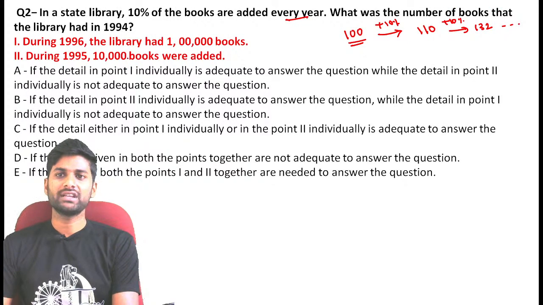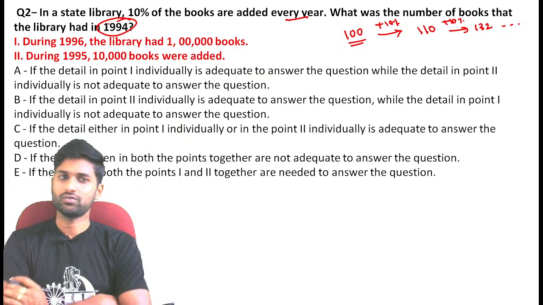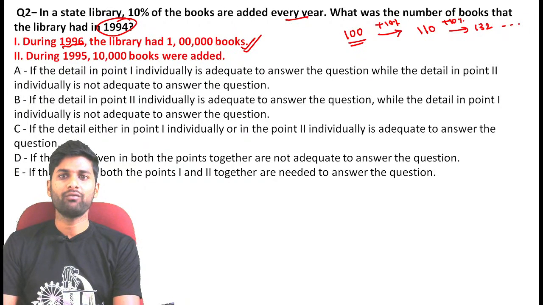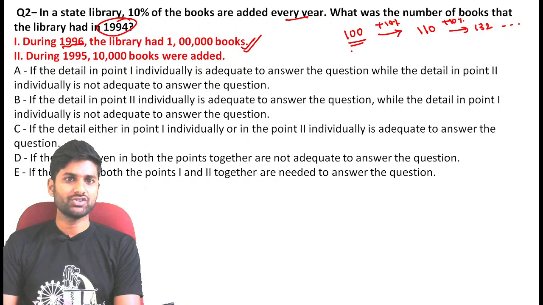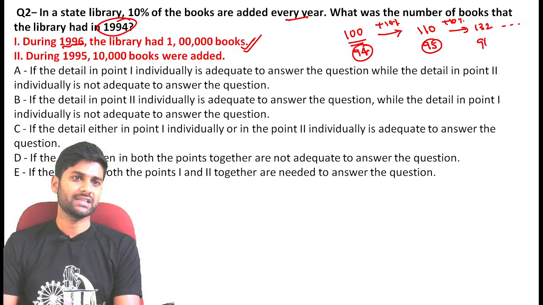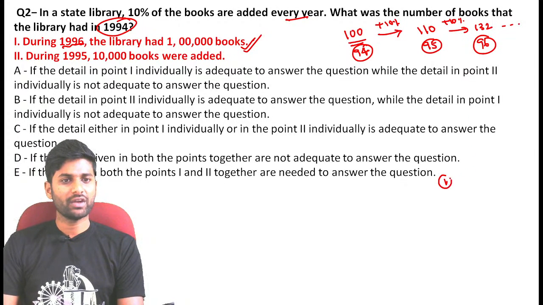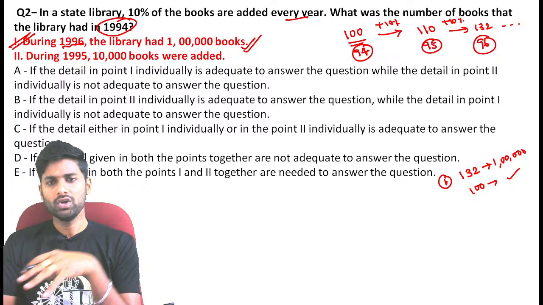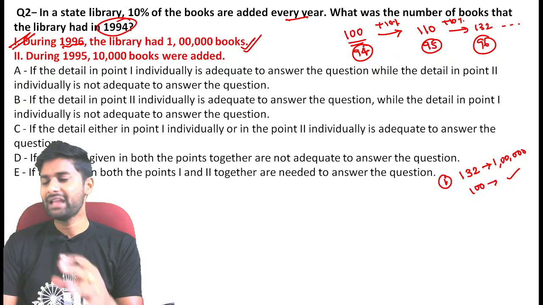Then what was the number of books in the library in 1994? Okay, there is no problem in that. Take statement 1 alone. They mentioned that in 1996, the library had 1 lakh books, guys. It means, just assume this is 94, and definitely this is 95, and definitely this is 96. Now you can simply compare. 132 units is equal to 1 lakh. Now we need to calculate: 100 units is equal to how much? Definitely you can get the value, guys. So by statement 1 alone, you can get the answer. Don't focus on the resultant.